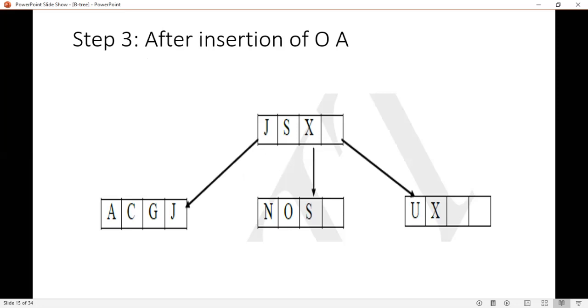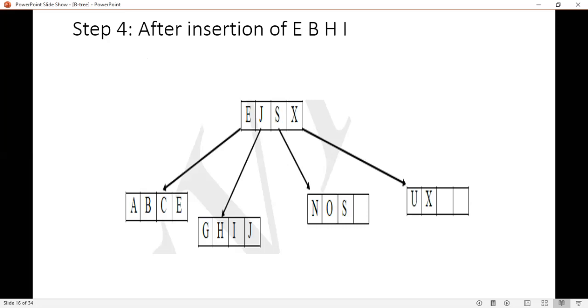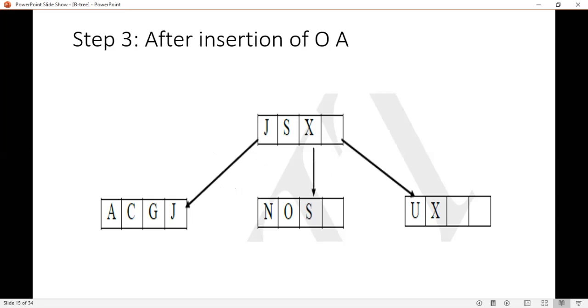Again, next what is to be inserted? You have to insert E, B, H, I. First let me see where you can insert E. In this diagram, previous diagram, this is step 3, where you can insert E. It is between C and G in the first leftmost node, isn't it? In between C and G. So here already 4 keys are there. So what you have to do is you have to split it.